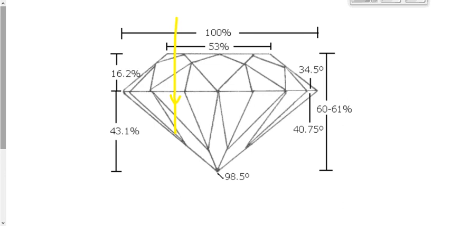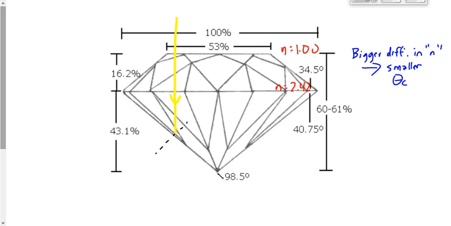It strikes this boundary between the diamond and the air. By the way, what's the index of refraction of diamond? About 2.42. And the index of refraction of air is about 1.00. So it strikes that diamond-air boundary. You need to know that the bigger the difference in n, the bigger the difference in the index of refraction between the 2 materials, the smaller the critical angle.